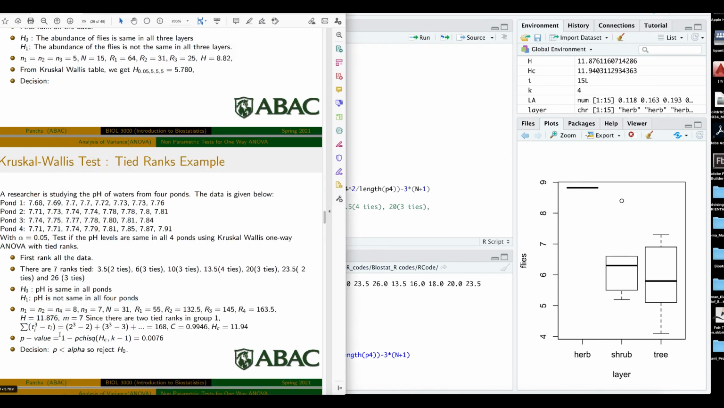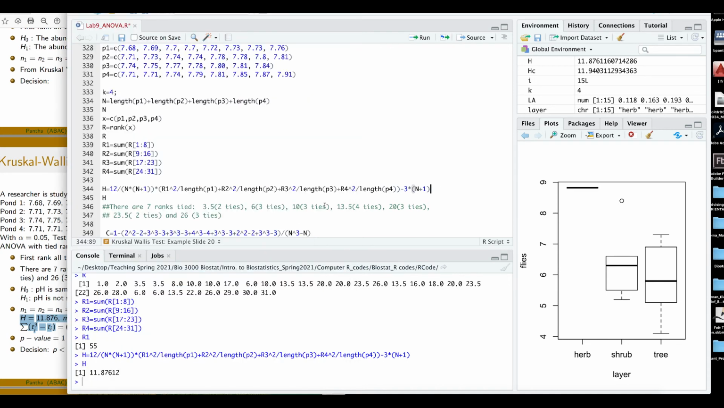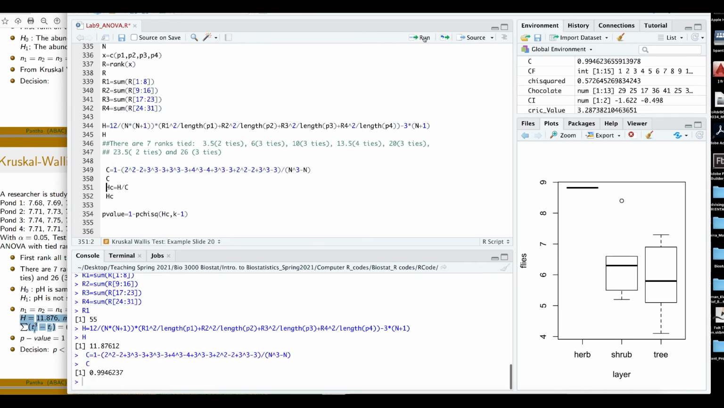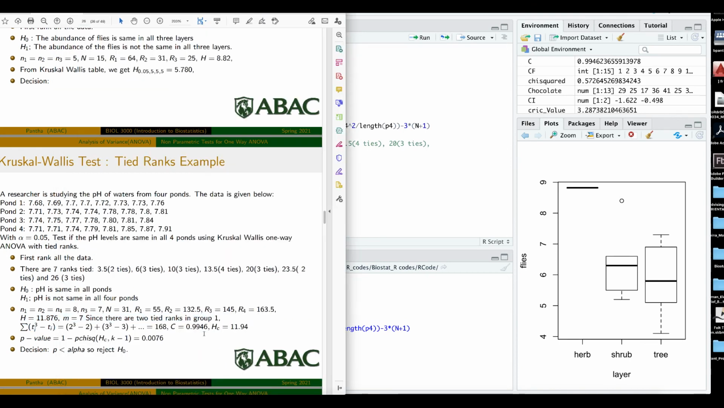Now you need to find the sum of t cubed minus t. In this case, the first one is repeated 2 times, so 2 cubed minus 2. The second is repeated 3 times, plus 3 cubed minus 3, because there is a sum. You continue that way and you get 168. This top value is 168, and if you divide by N cubed minus N, which we denote by C, the value of C is 0.9946.